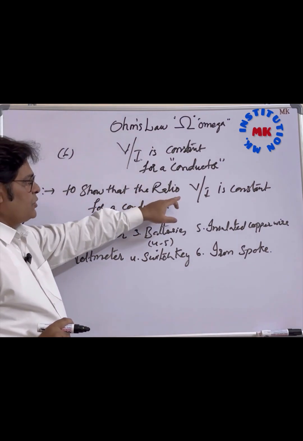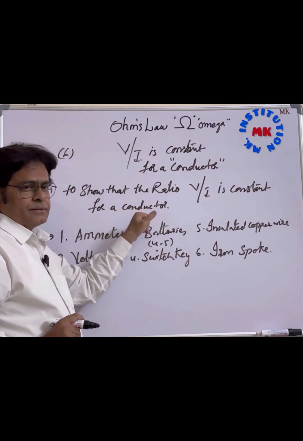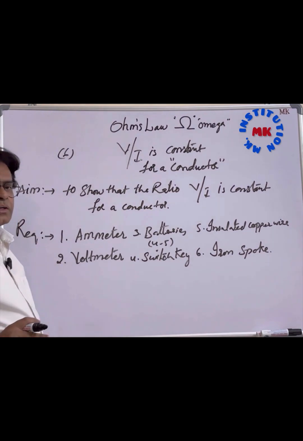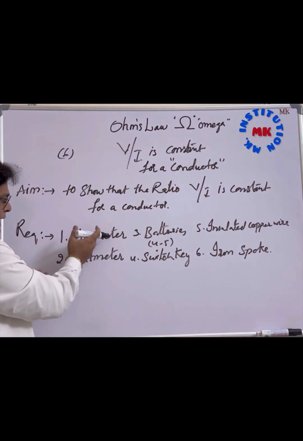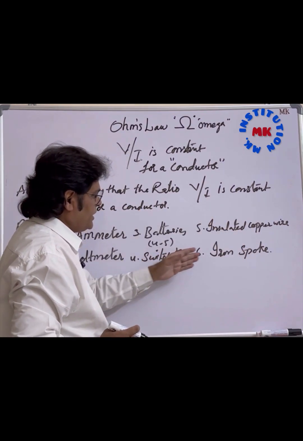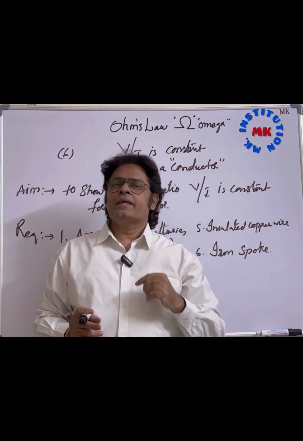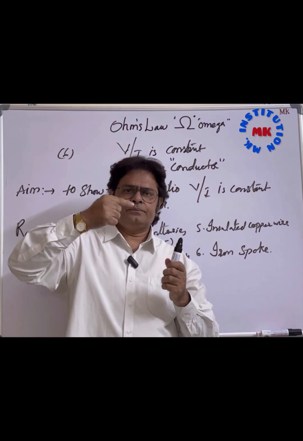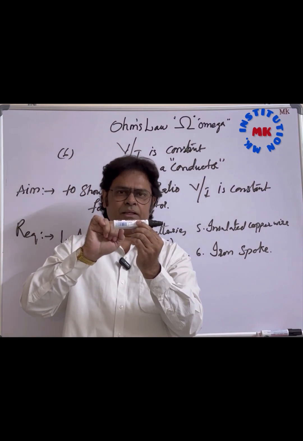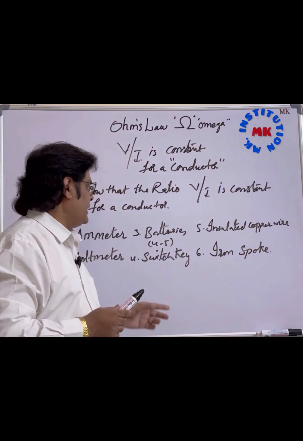So what is the aim here? To show that the ratio of voltage by current, potential difference by current, is a constant for a conductor. Conductor is nothing but a metal wire. Then the requirement is ammeter, voltmeter, batteries, insulated copper wire, switch key, iron spoke. Insulated copper wire: the wires we use in the home are insulated ones. Plastic or rubber will be there, so that if you touch it you will not get a shock. That is the insulated one.